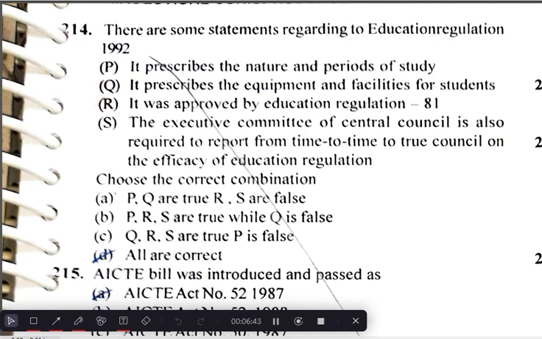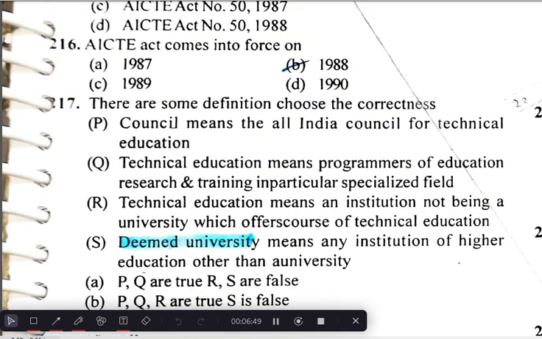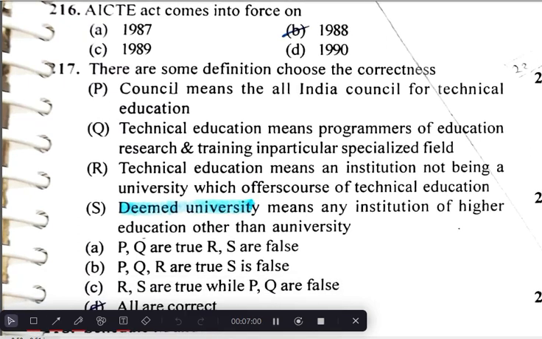The AICTE bill was introduced and passed as AICTE Act number 52 in the year 1987. The AICTE Act comes into force in 1988. There are some definitions and you need to choose the correct ones. All these definitions are correct. Council means All India Council for Technical Education. Technical education means programs of education, research and training in a particular specialized field. Technical institution means an institution, not being a university, which offers a course for technical education, and deemed university means any institution of higher education other than a university.